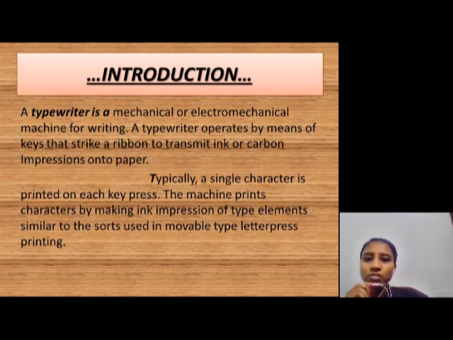Hello everyone. Today we are going to discuss the comparison of typewriters. First, we discuss the introduction of the typewriter.